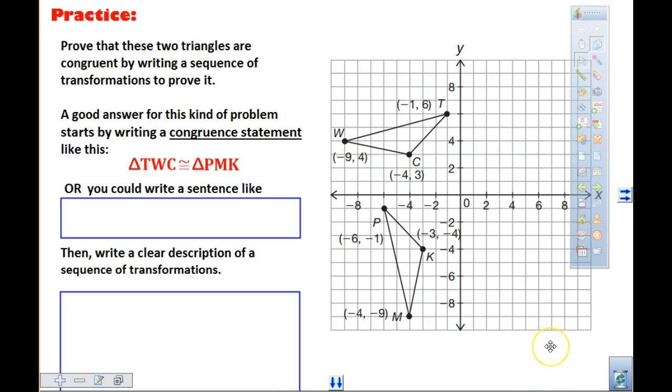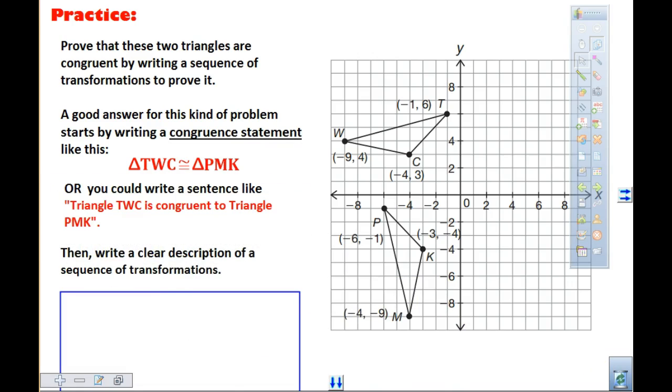Okay? So we put down those 2. It says, or you can write a sentence. And my guess is most of you will probably prefer to do it this way than to write out the sentence and say, triangle TWC is congruent to triangle PMK. Please write both of those so that you have it written in words and then the math symbols that we would be using. Okay, so those 2 blanks. Some of you haven't written anything in those first 2 blanks.